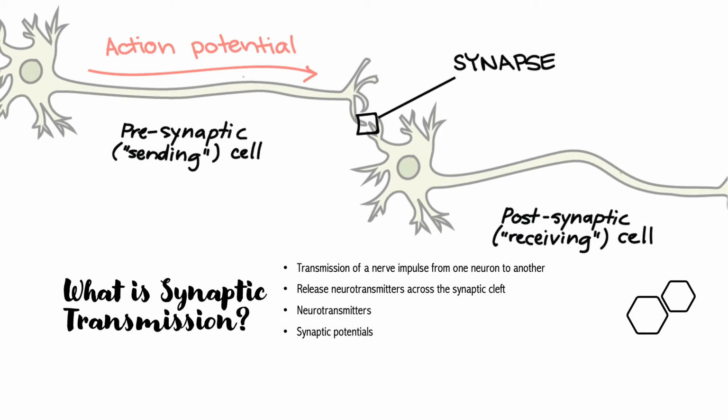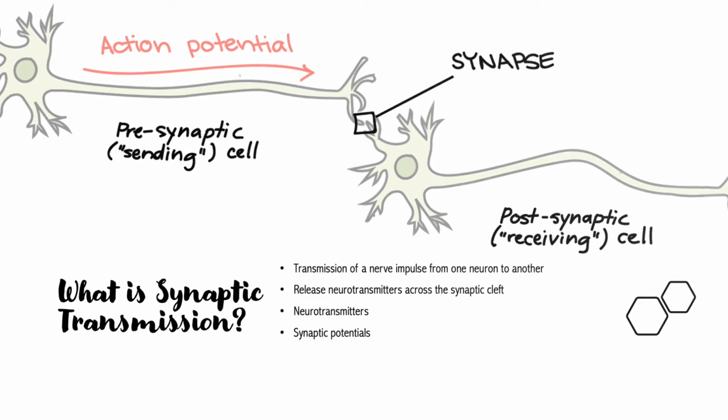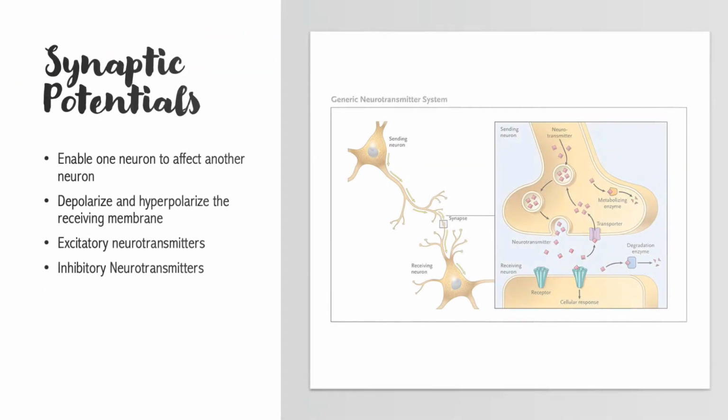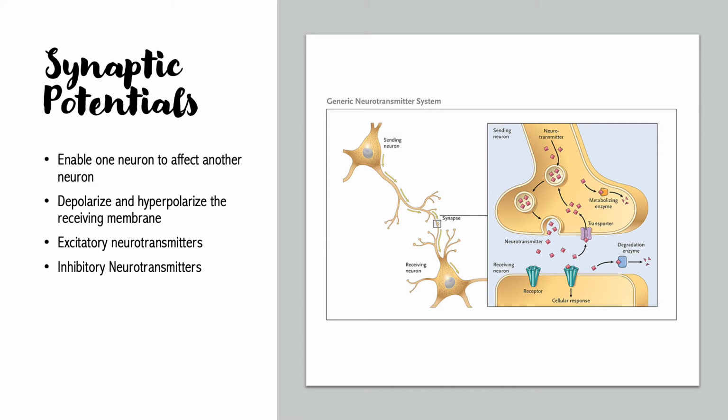What is synaptic transmission? It's the transmission of a nerve impulse from one neuron to another. It releases neurotransmitters across the synaptic cleft and helps with synaptic potentials. Synaptic potentials enable one neuron to affect another neuron. It also depolarizes and hyperpolarizes the receiving membrane. It has excitatory and inhibitory neurotransmitters.